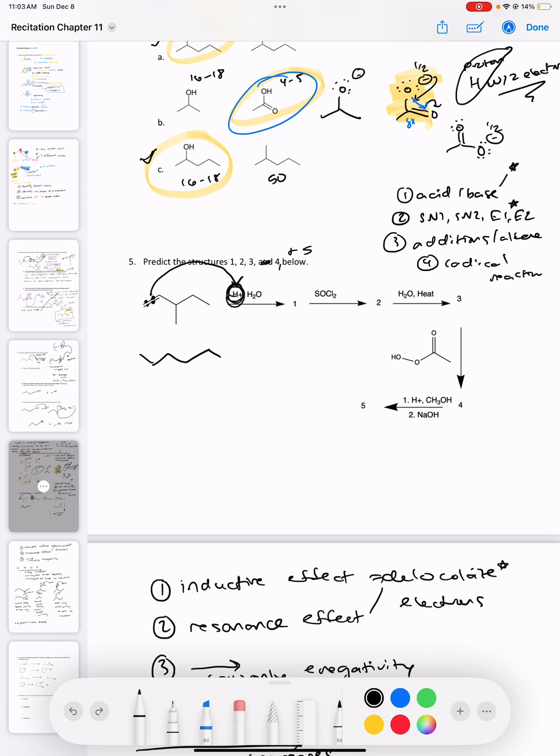So the proton will add, forming the most stable carbocation. We call that Markovnikov or Markovnikov. I don't know what's the proper thing here. And then, so we get Markovnikov addition.